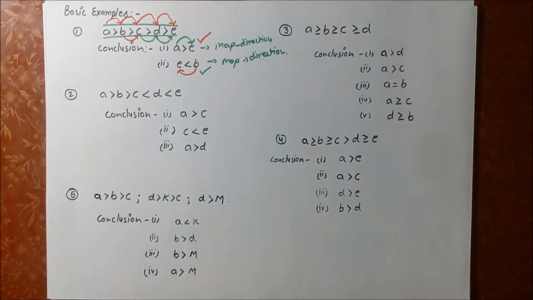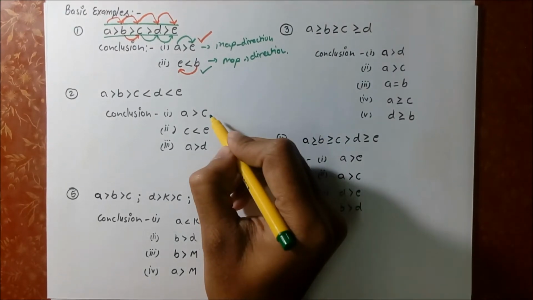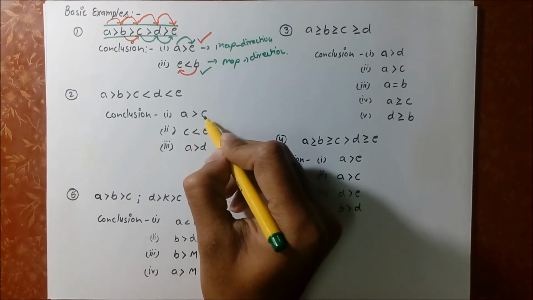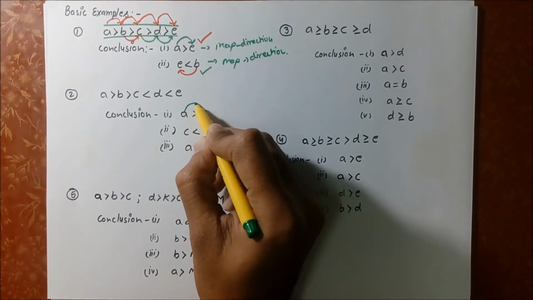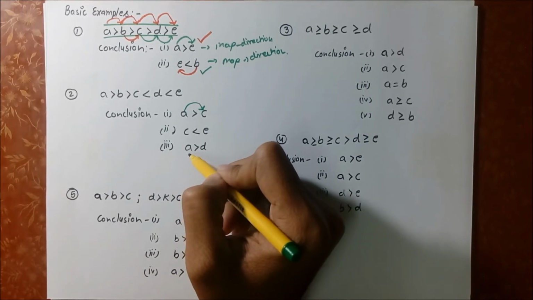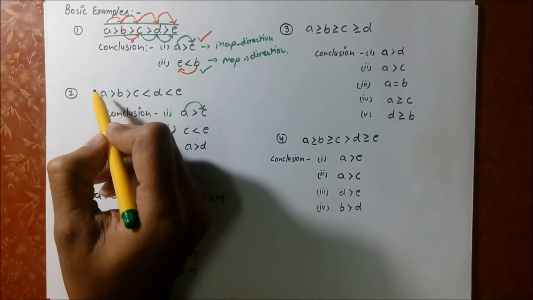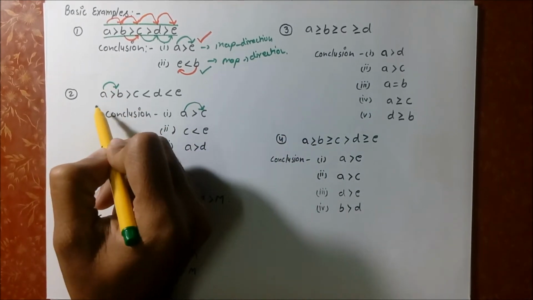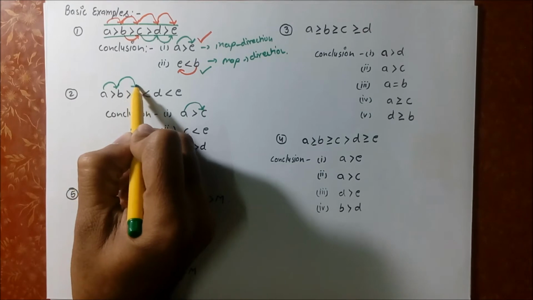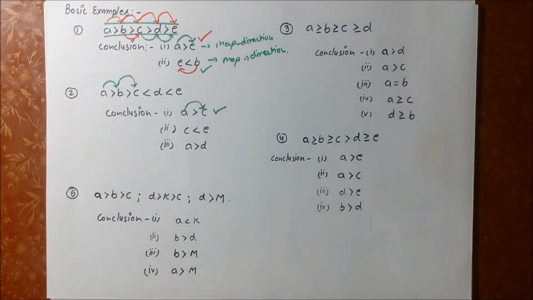See example number 2. In this, the statement is like this and conclusions are given. My first conclusion is A is greater than C, means I can go A to C according to the conclusion, but can I go according to the statement? I have to check it. First A to B, yes I can go. Then B to C, yes I can go, means my first conclusion is true.